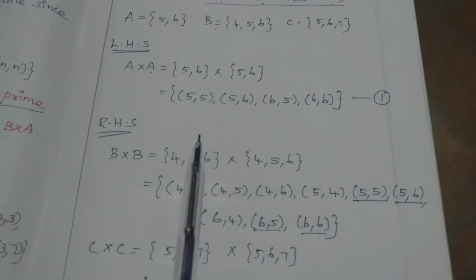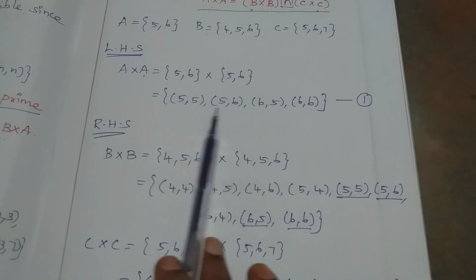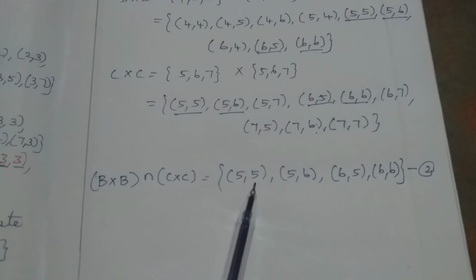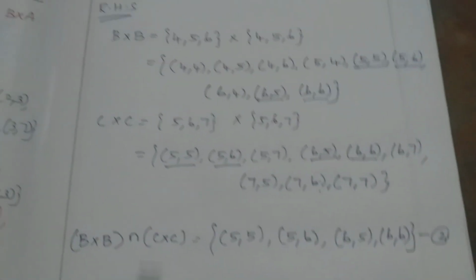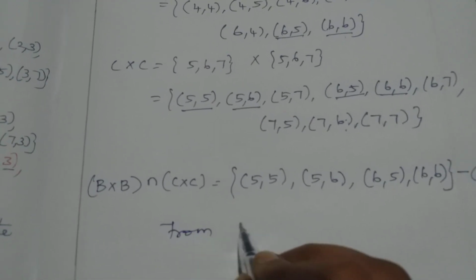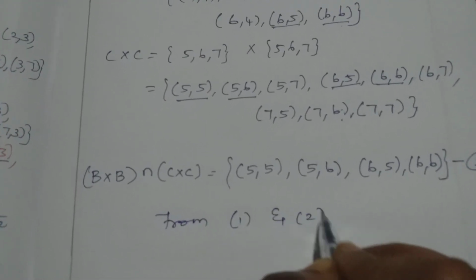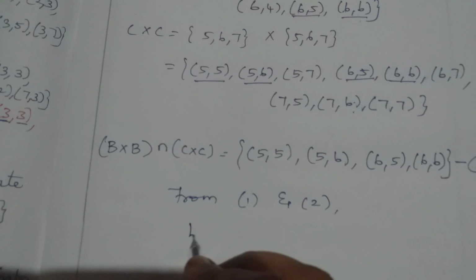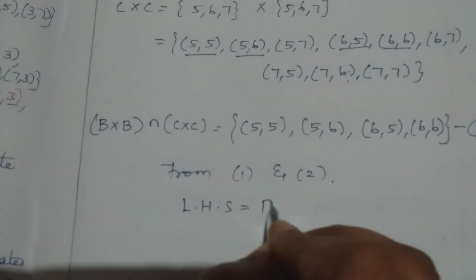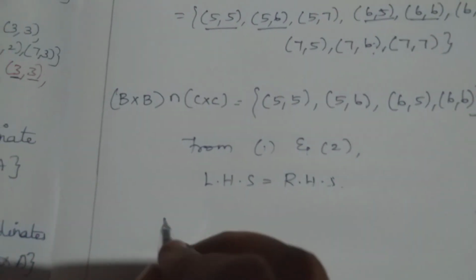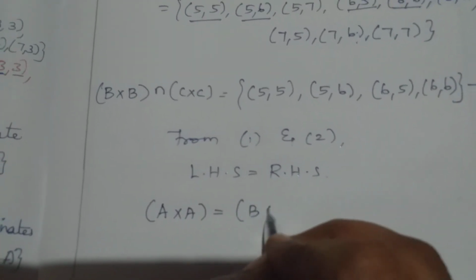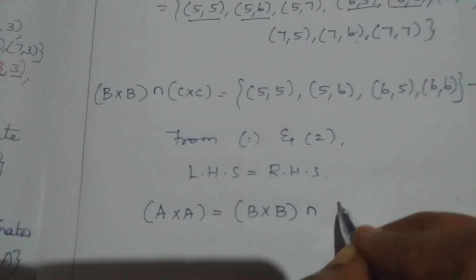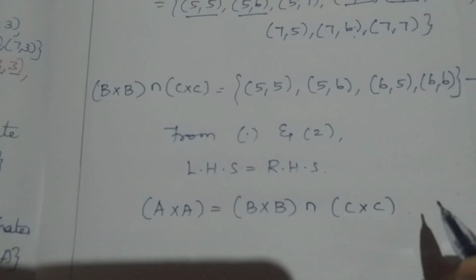So you can notice in 1 we have (5, 5), (5, 6), (6, 5), (6, 6). In 2 also you have the same (5, 5), (5, 6), (6, 5), (6, 6). So from 1 and 2 we can write LHS equals RHS, which means A cross A is equal to (B cross B) intersection (C cross C). Okay.